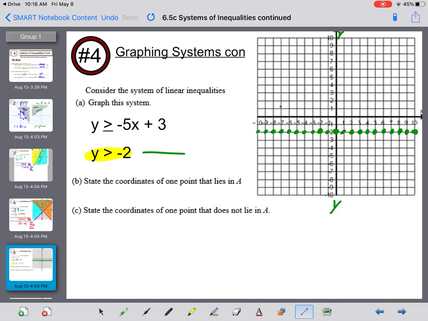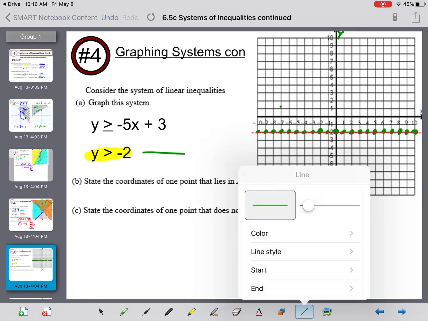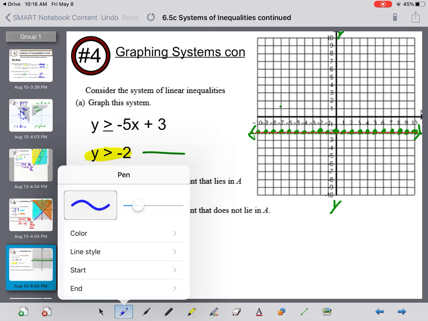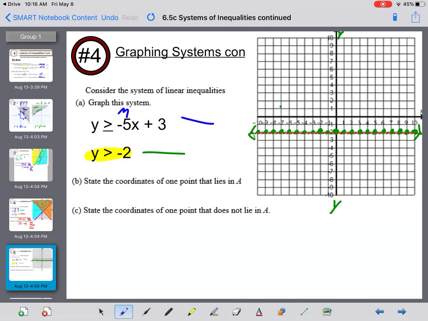Okay. Now greater than, this is the first time today that we're actually seeing a dashed line. Oops. Should have changed the color on that one. Okay, so here's our dashed line. Now for the top inequality, same process we've been doing the last several problems. Change the color to blue.